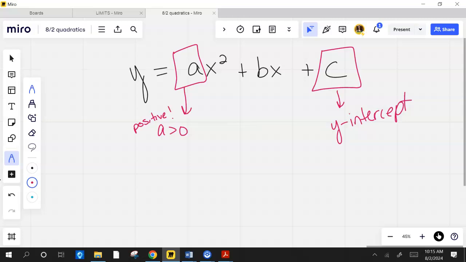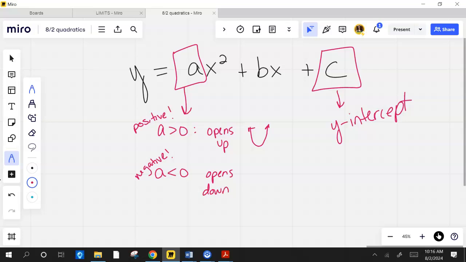If A is positive, that tells me that my parabola opens up, meaning it does this. It's happy, it's positive. But on the other hand, if A is negative, so if I do this, this means negative, right? Less than 0, anything less than 0 is negative. The parabola goes down. That's exactly right.